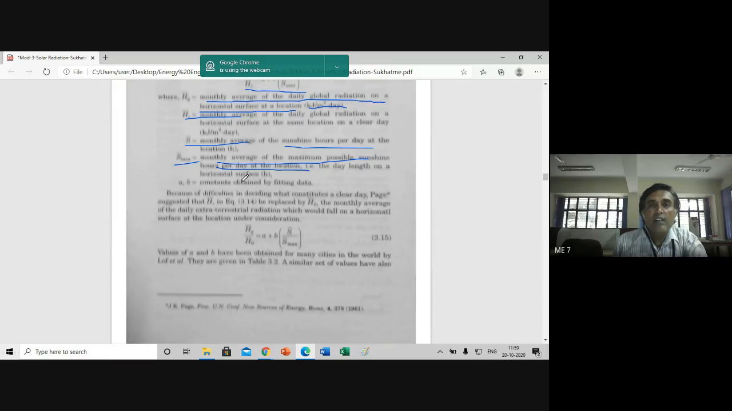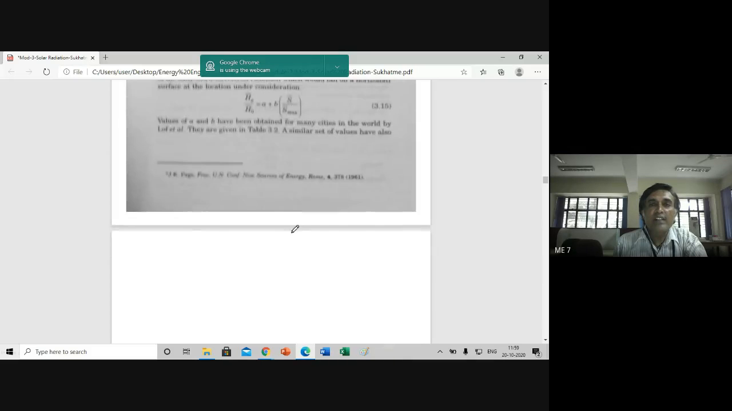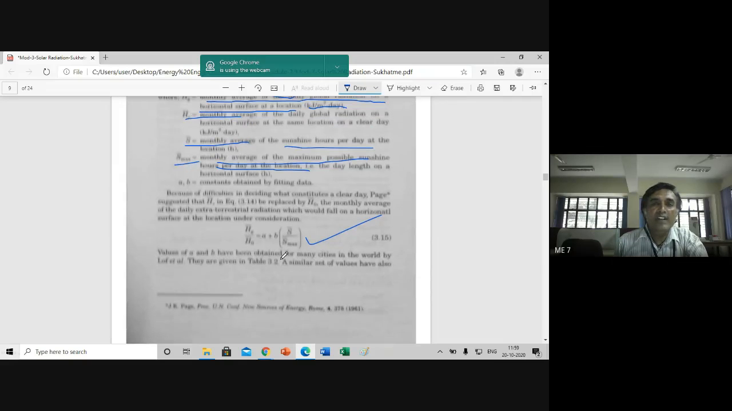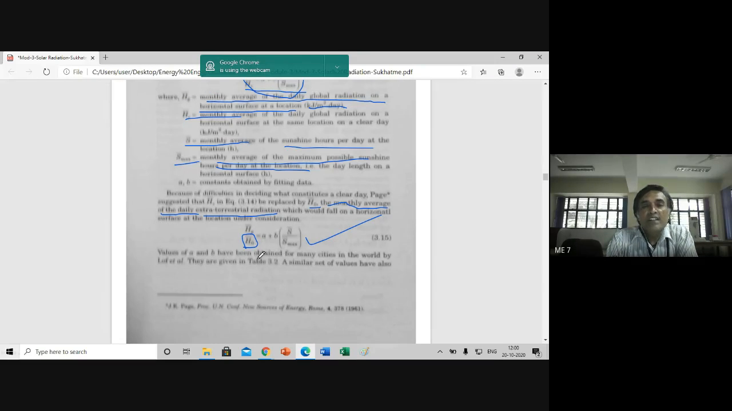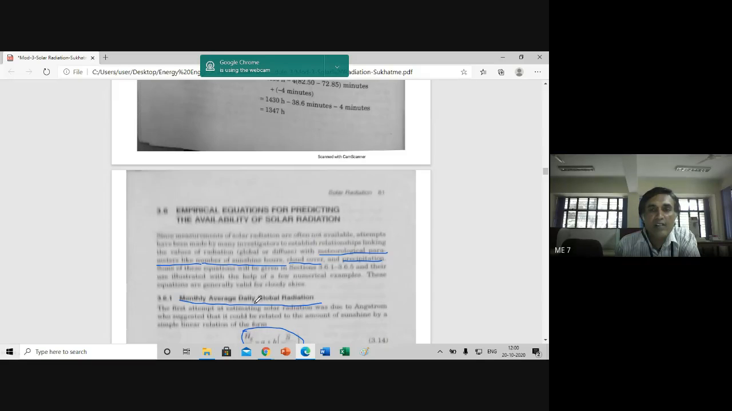Now, this equation has been replaced by this equation, due to some advantage. In that, they have introduced H naught bar. What is this H naught? It is the monthly average of the daily extraterrestrial radiation, meaning above the Earth's atmosphere. But we want the extraterrestrial radiation plus the radiation available on the Earth surface. These two total we want. That total is this one, which is global. Global means total. We want total radiation.